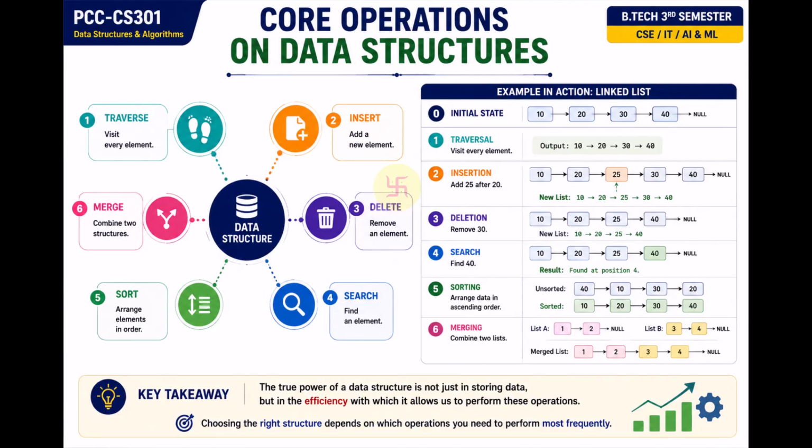For insertion, we can add a new element, such as inserting 25 after 20. For deletion, we remove an existing element. Searching helps us locate a particular value, such as finding 40. Sorting arranges the elements in a particular order, and merging combines two structures into one. So remember, the real power of a data structure is not just about storing data, it is about how efficiently we can perform these operations.